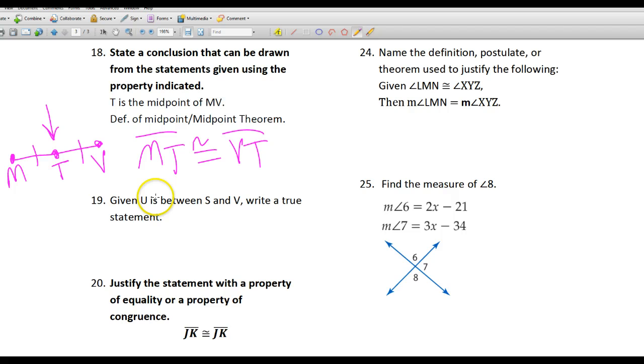Number 19, given U is between S and V, write a true statement. So let's make a segment. We'll put U somewhere between S and V. So by the segment addition postulate, we can say that this length plus this length is equal to the entire length. Or in other words, SU plus UV is equal to SV.